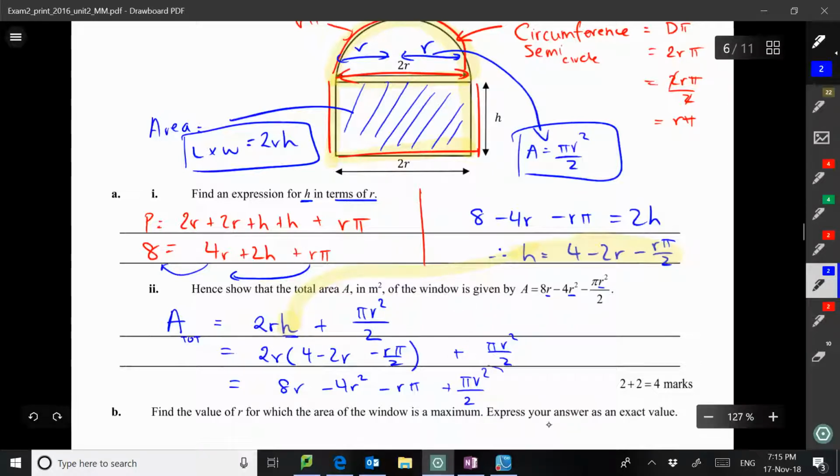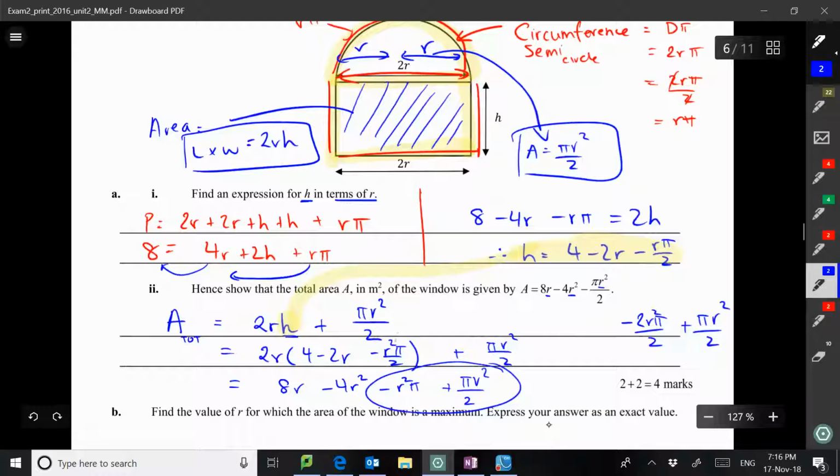The only difference is I need to simplify these two. And I guess if you really think about it, it's a fraction out of 2. So another way of writing it is negative 2r pi on 2 plus pi r squared on 2. I think I made a mistake somewhere. Oh, it's r squared. There we go.